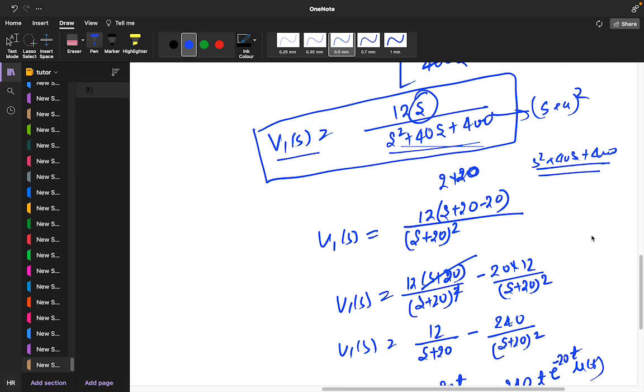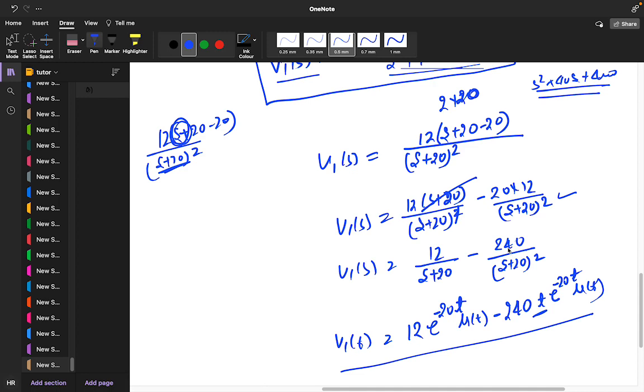Now I also don't know the Laplace transform of 12s divided by (s plus 20) the whole square, because an s is coming in the numerator, so I have to make it like this: add 20 minus 20 and separate it, with 12 multiplied in both terms, so 12 into (s plus 20) minus 20 into 12. Now one power will get cancelled out, and it will remain 12 divided by (s plus 20) and minus 240 divided by (s plus 20) the whole square.